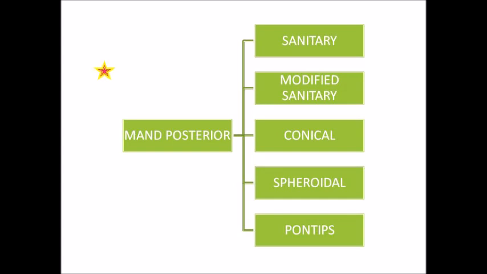But in mandibular posterior region, it is not visible outside. So even if we use a sanitary pontic, it is not going to show. So in such cases, we can go ahead with a sanitary pontic. So that's how we select a pontic.